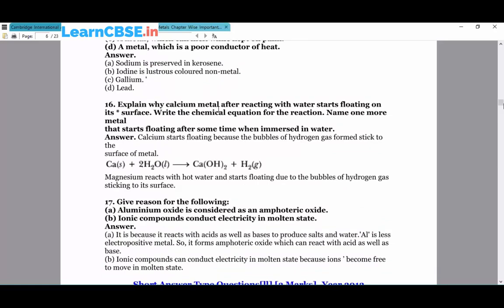Explain why calcium metal, after reacting with water, starts floating on its surface. Write the chemical equation for the reaction. Name one more metal that starts floating after some time when immersed in water. The calcium starts floating because the bubbles of hydrogen gas formed stick to the surface of the metal. So calcium plus 2H2O gives Ca(OH)2 plus H2 gas. The magnesium, when it reacts with hot water, starts floating, due to the bubbles of hydrogen gas sticking to its surface.